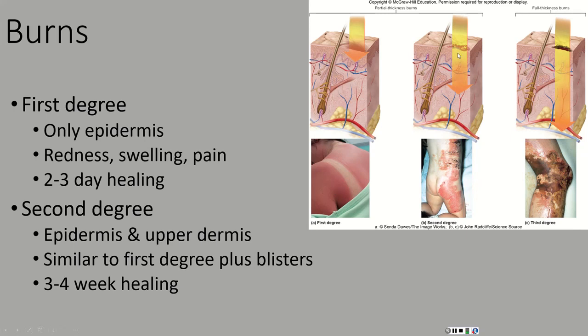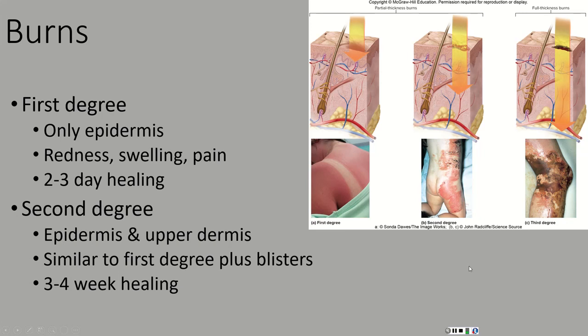If the burn goes a little bit deeper, we call it a second-degree burn. And a second-degree burn burns all the way through the epidermis and into the upper portion of the dermis. And here in a second-degree burn, it has all of the same stuff as a first-degree burn as far as the redness, the swelling, the pain. But we will also see blistering.